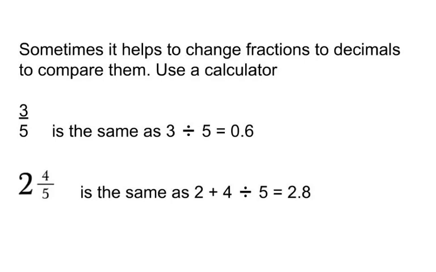Even mixed numbers can be written as a decimal, and you can use your calculator for that as well. 2 and 4/5 is the same as 2 plus 4 divided by 5. So if you input mixed numbers with the whole number part, which is 2, plus the fraction part, 4 divided by 5, and hit enter, you will get the decimal 2.8. And then you can compare the rational numbers using their decimal form instead of using their fraction form.